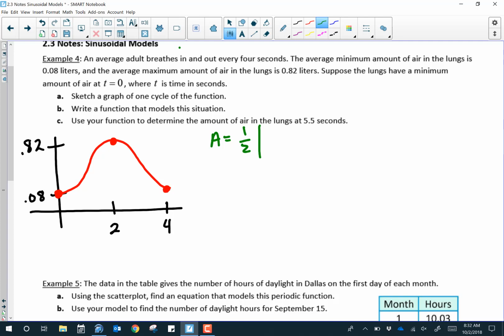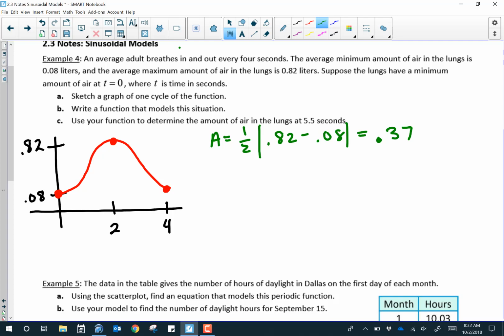So we have 1/2 times the maximum minus the minimum values. Our amplitude is always positive, so that's why I threw the absolute value there. So somebody tell me what the amplitude is of this. 0.37.